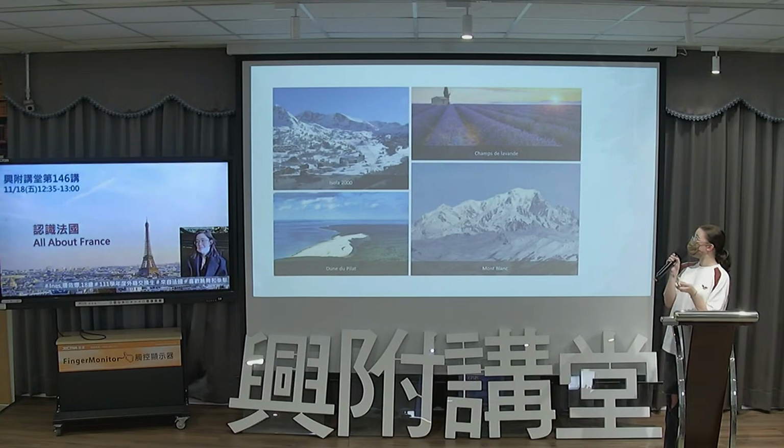There are also some really different kinds of sceneries. For example, we have the fields of lavender in my region, or the Mont Blanc, which is the highest mountain in Europe, and the Pilat Dune is also the highest sand dune in Europe. And there is this ski station in my region, Isola 2000, and it's very popular during the winter, of course.